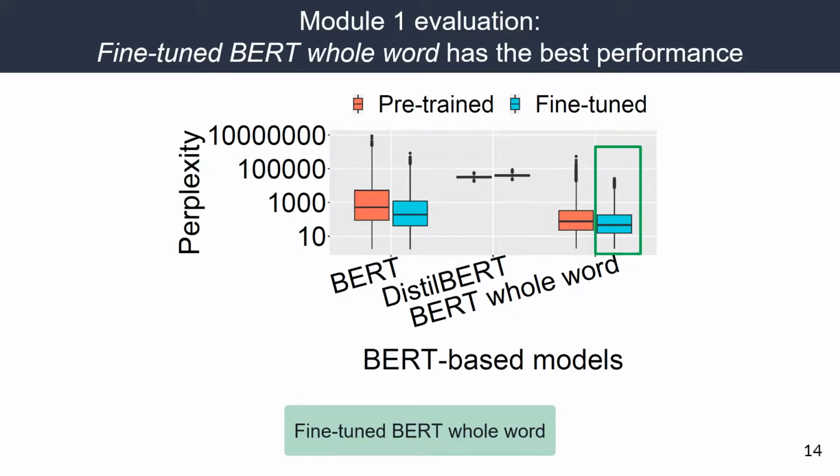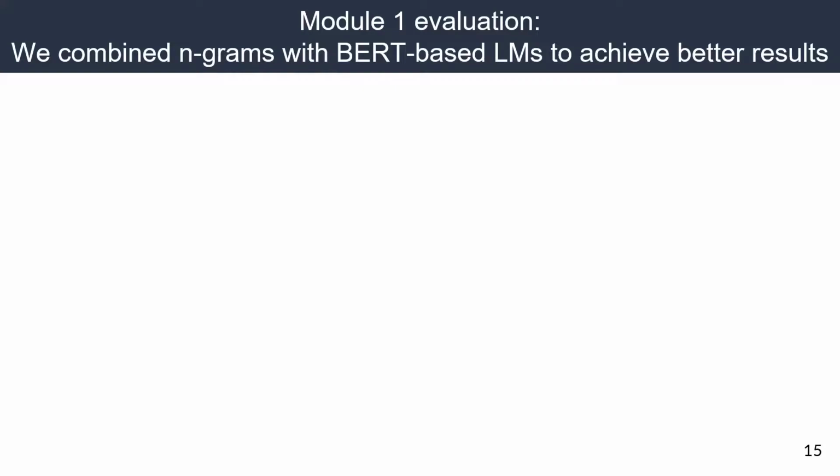And please note that we cannot compare this perplexity for the BERT-based language models with the n-grams just because they were built with different vocabularies. The n-gram models have a vocabulary related to our dataset, which is around 2,000 words, while the BERT models have a vocabulary size of around 30,000 words. We also experimented if we could combine the best n-gram with the best BERT-based language model to achieve better results.